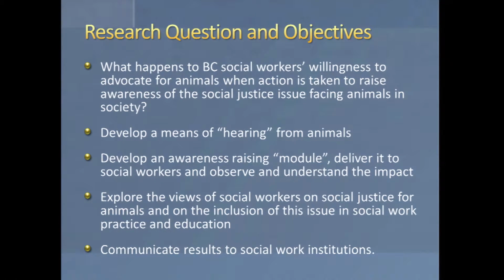Developing an awareness-raising module, an education module to deliver to social workers. So develop it, deliver it, and then see what the impact is of it. And to explore the views of social workers about social justice for animals, and about the inclusion of this issue in social work education and policy. We also want to communicate these results to social work institutions, and about the process as well.